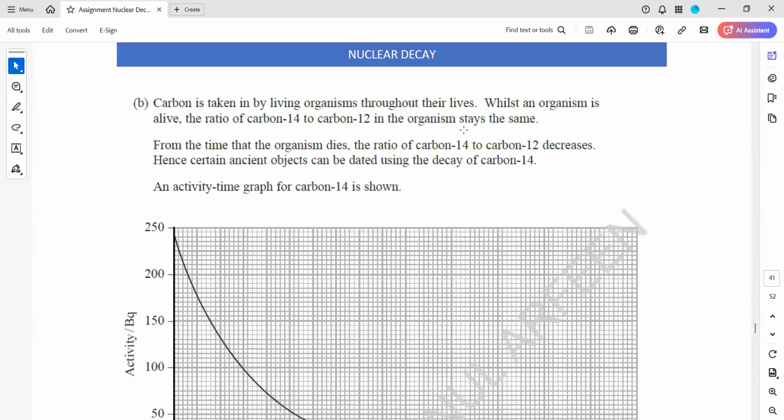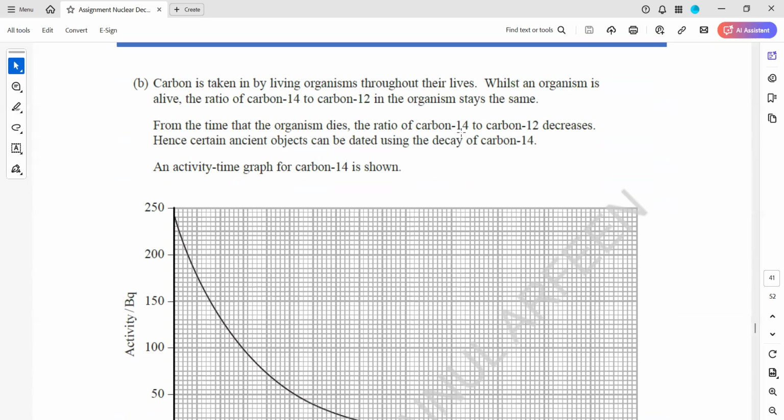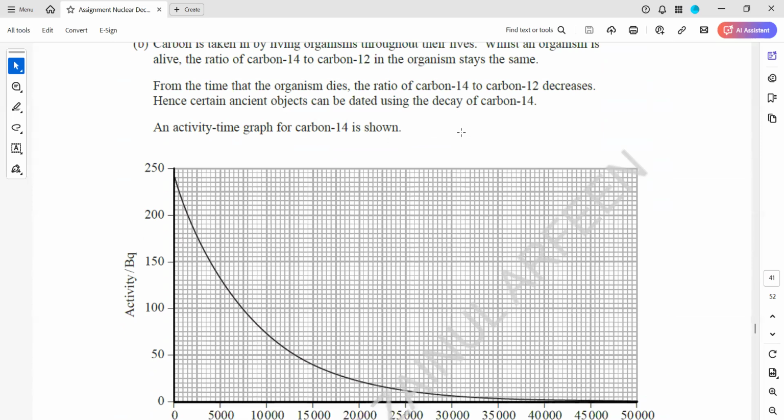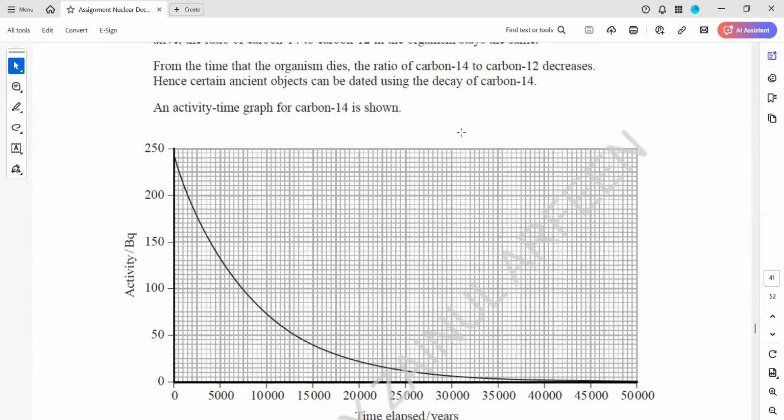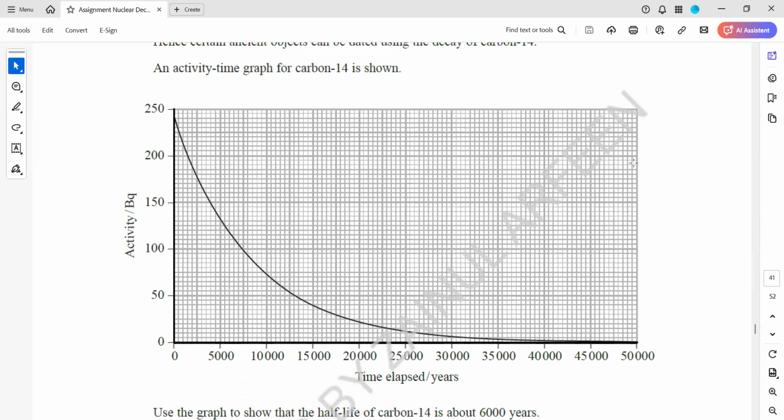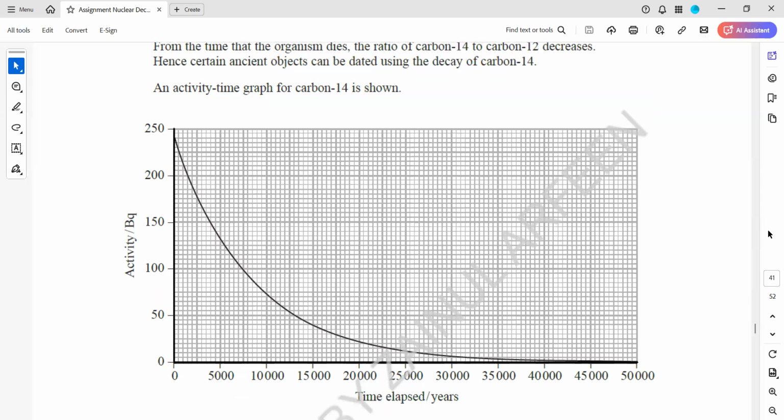Carbon 14 is taken in by a living organism throughout its life, and while the organism is alive, the ratio of carbon 14 to carbon 12 stays the same. From the time the organism dies, the ratio of carbon 14 to carbon 12 decreases. Hence, certain ancient objects can be dated using this carbon. That's also called carbon dating, using the percentage.